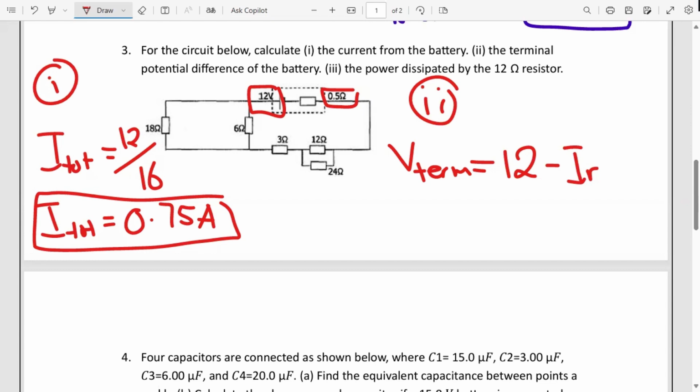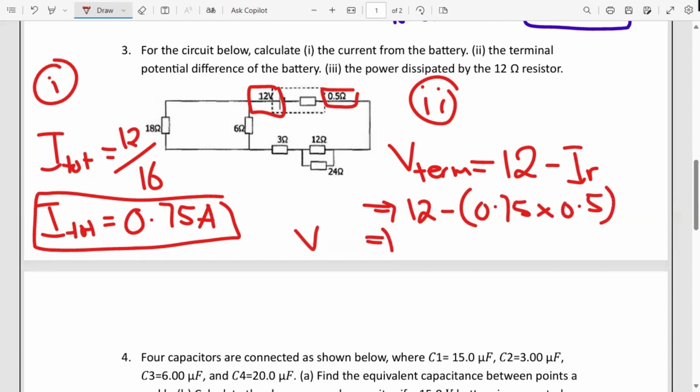We've calculated the total current already to be 0.75 amps, and we know the value of the internal resistor. So the terminal potential difference will be equal to 12 minus 0.75 multiplied by 0.5. This will be equal to 11.625 volts. 11.625 volts is the terminal voltage, or the terminal potential difference, that this circuit is going to have.